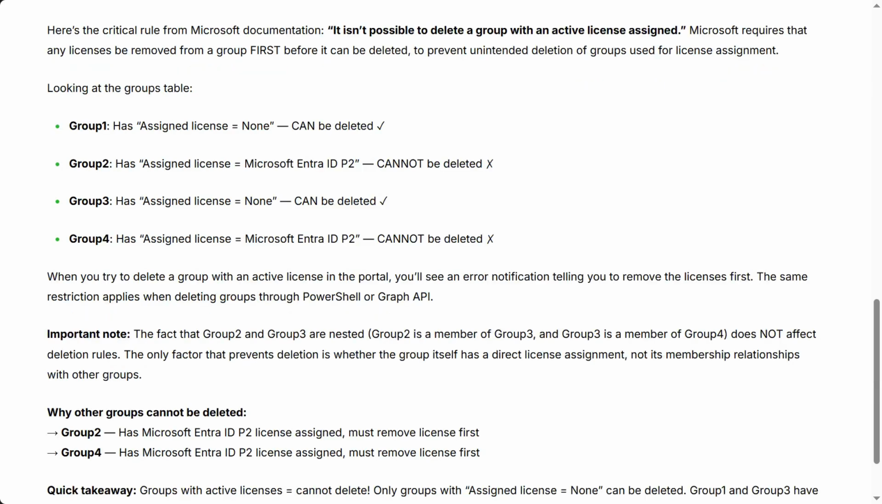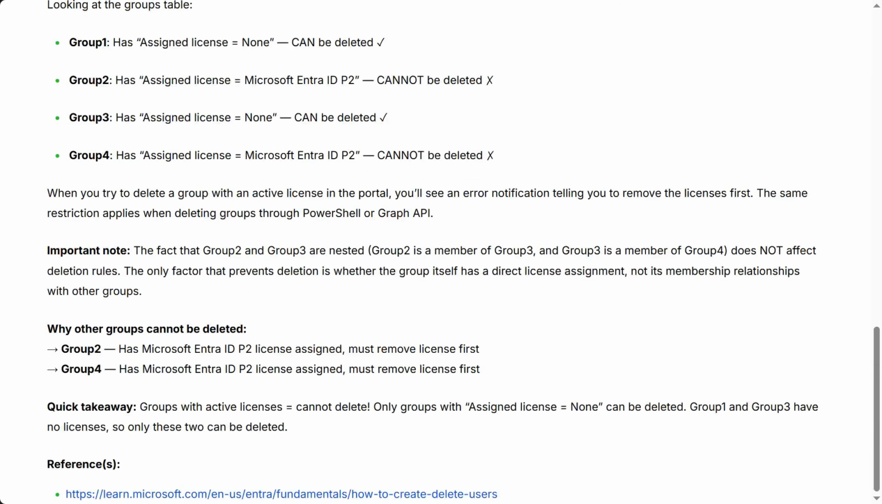Important note, the fact that Group 2 and Group 3 are nested, Group 2 is a member of Group 3 and Group 3 is a member of Group 4, does not affect deletion rules. The only factor that prevents deletion is whether the group itself has a direct license assignment, not its membership relationships with other groups. Why can't the other groups be deleted?